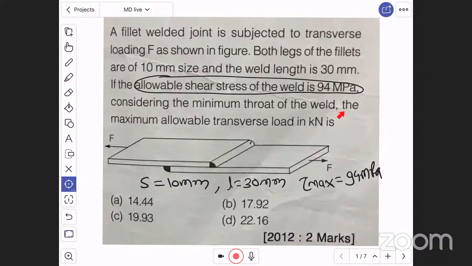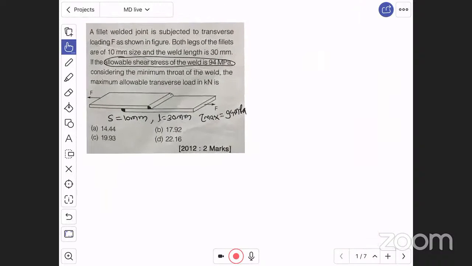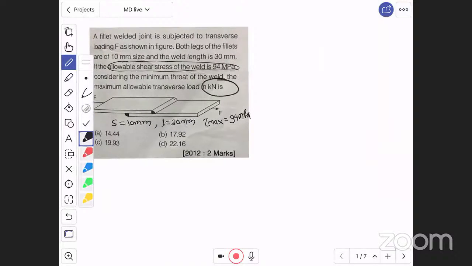Considering the minimum throat thickness of weld, the maximum allowable transverse load in kilonewton is? What is the maximum load F the plate can carry? Maximum shear stress is 94 MPa, that we know, right? Now let us solve this. The question is very simple, and there are 4 options: option A, option B, option C, option D. But they are asking in kilonewton, so we need to solve the question in kilonewton because the unit mentioned is kilonewton here.